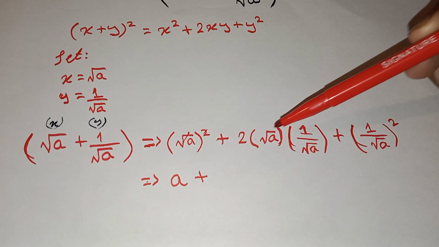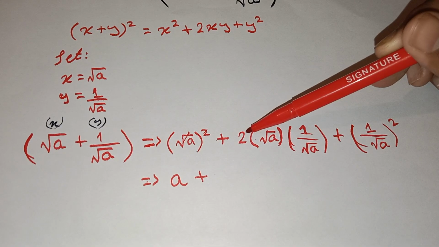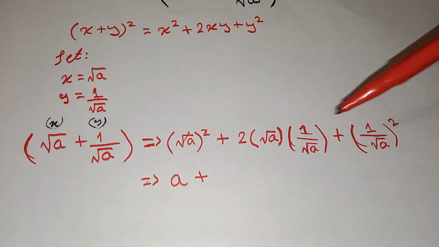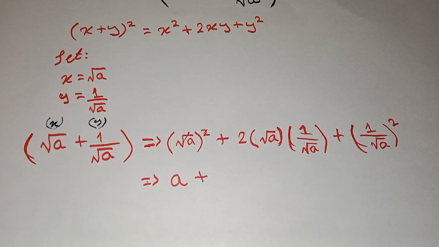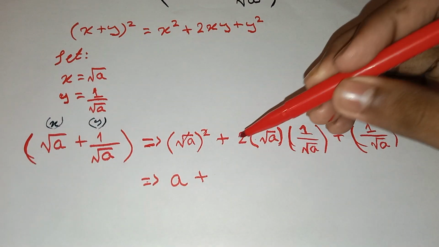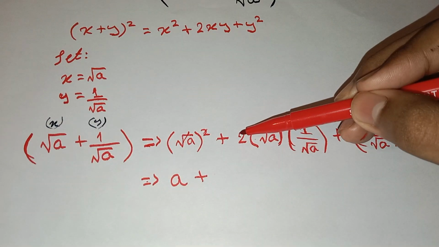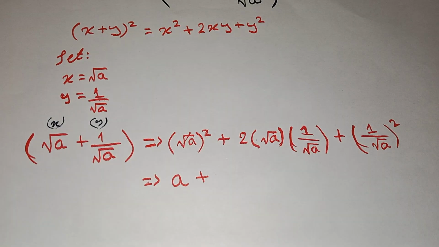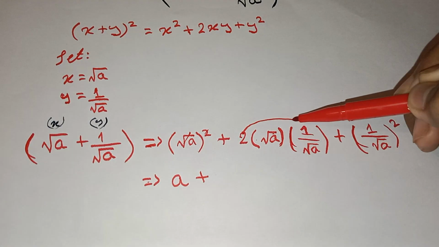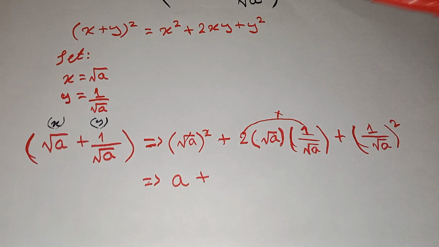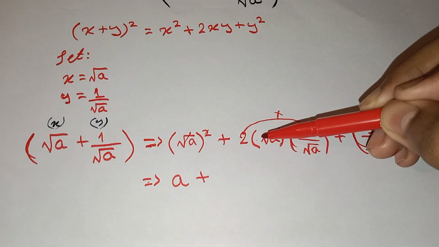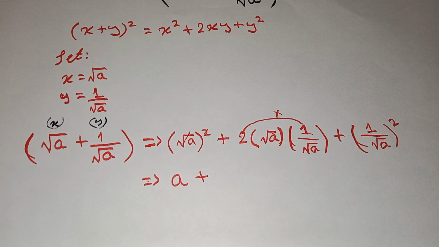2 is being multiplied by square root of a, and 2 is also being multiplied by this 1 over square root of a. Now when we multiply, what will we get as the result? Make it simple. 2 is multiplied by square root of a. Make it simple that you are multiplying 2 with 1. So 2 ones are 2. 2 square root of a over a.